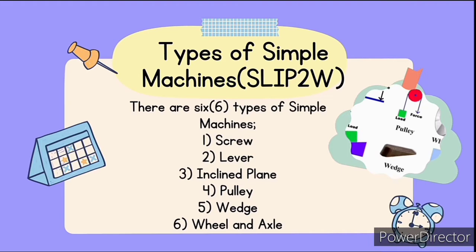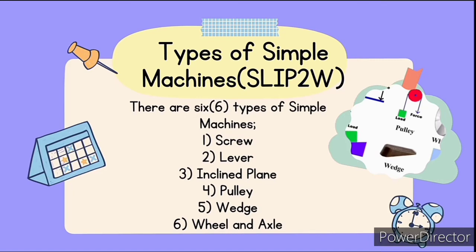Repeat after me. Screw. L stands for lever. Lever. I stands for inclined plane. Inclined plane. P stands for pulley. Pulley. Then 2W means we have 2 W's. The first one stands for wedge. Wedge. And the last but not the least is wheel and axle. Wheel and axle. So we have six types of simple machines: screw, lever, inclined plane, pulley, wedge, and wheel and axle.